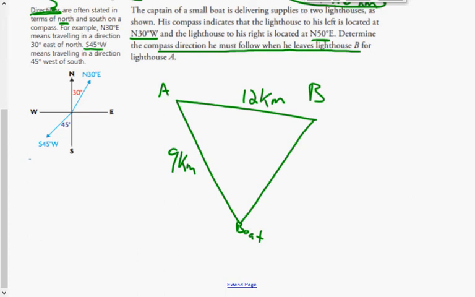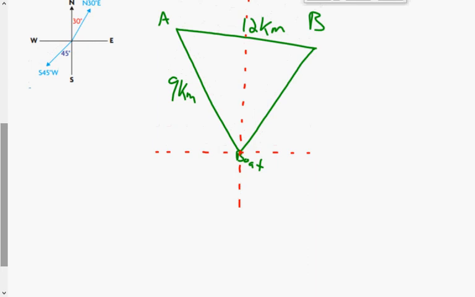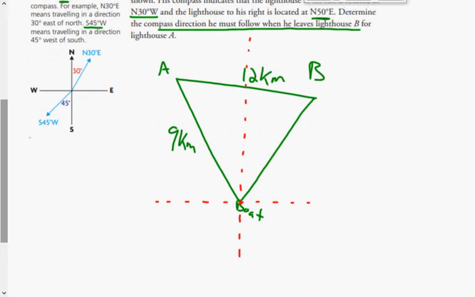Okay, so let's try this again. Let's draw the compass. All right, so we know the first direction from the boat to lighthouse A is north 30 degrees west. So if we came off of north, this would be 30 degrees. And then we know the boat travels the second time north 50 degrees east. So we know that this is 50 degrees here from the boat to each lighthouse. So we now know that this total angle is 80 degrees.